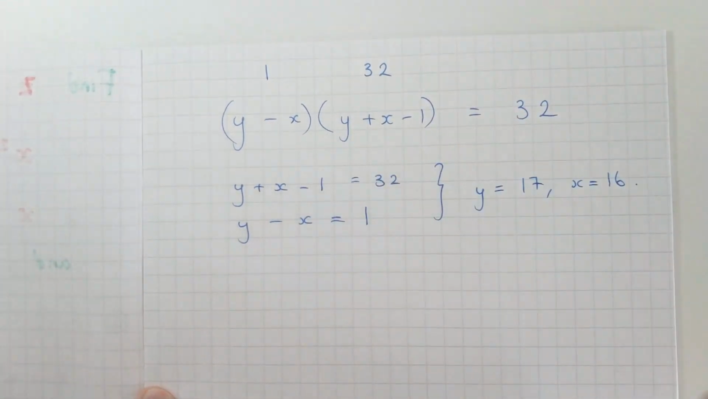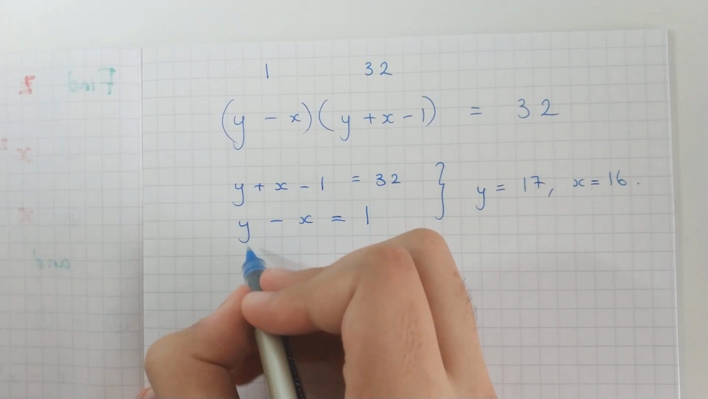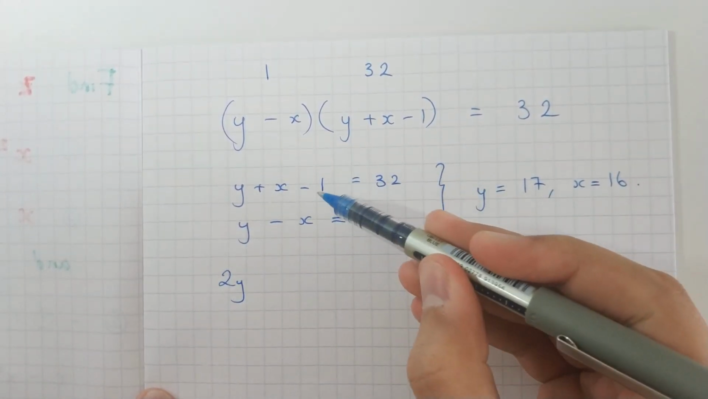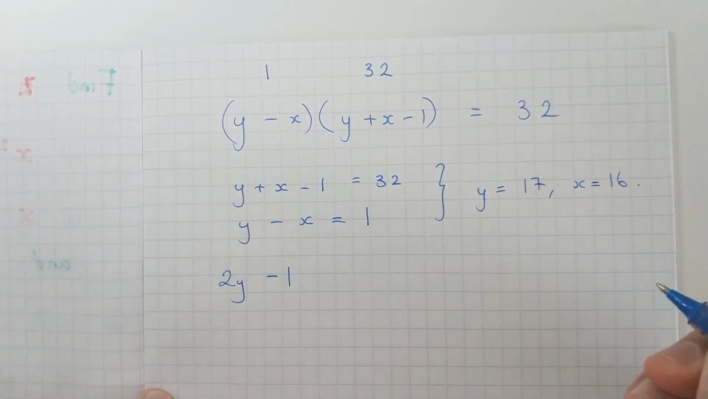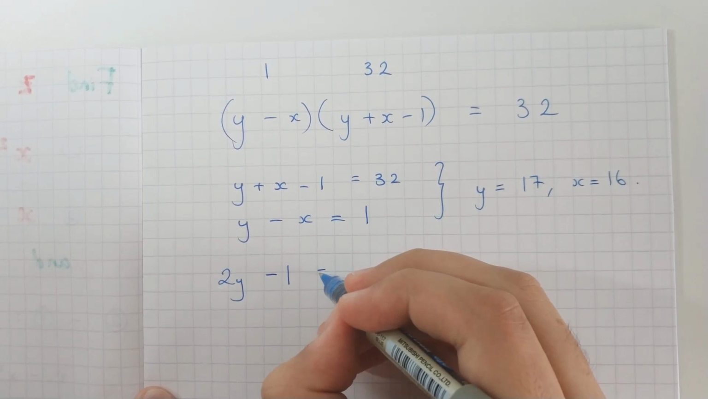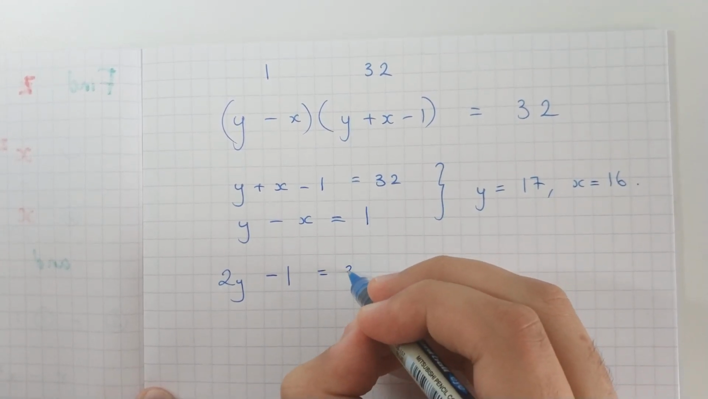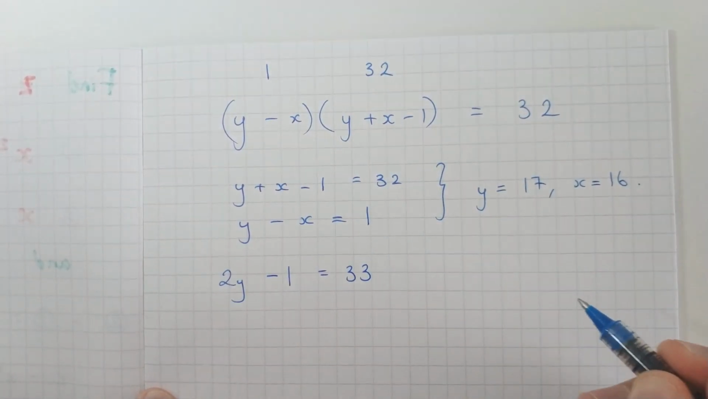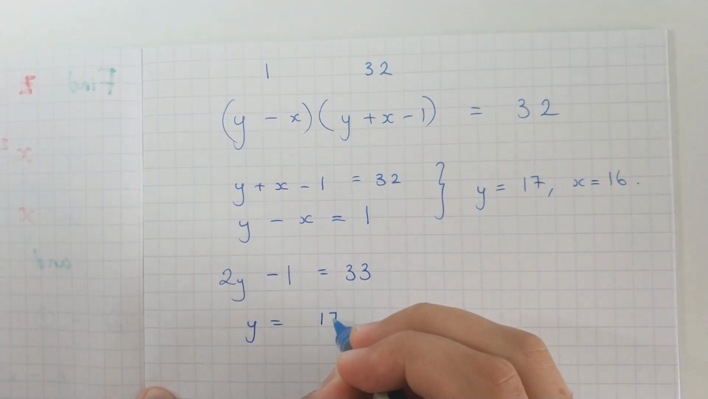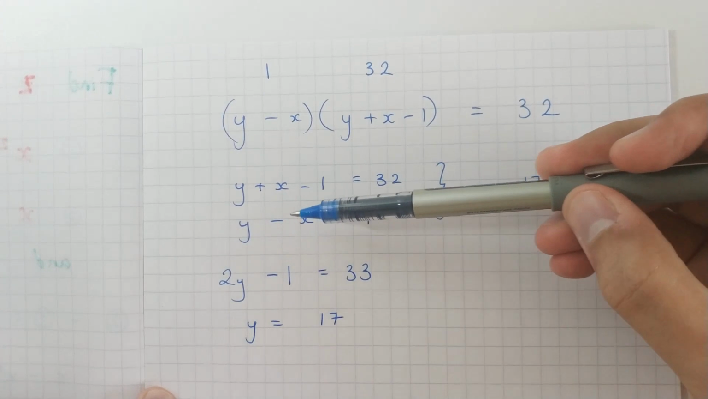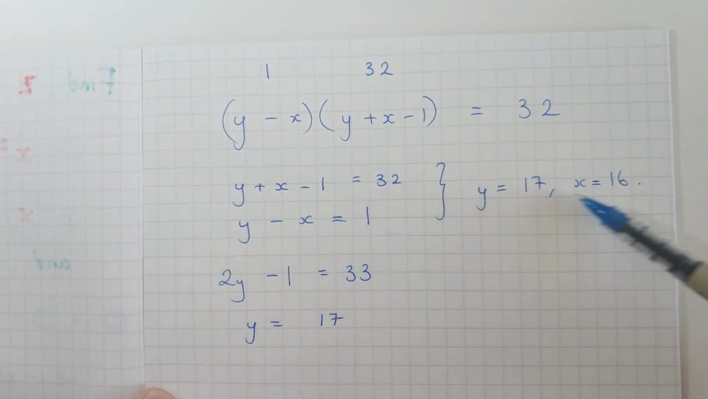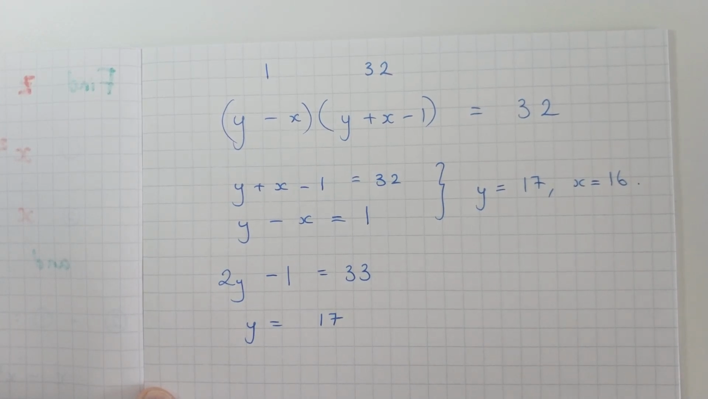If you just add up these two, you notice that you're going to get 2y. Y add y is 2y. X minus x is nothing. Minus 1 is going to remain on the left hand side. 32 add 1 equals 33. And of course, add the 1, divide by 2, you get that y must be 17. And if y is 17, then 17 take away 16 must give me a 1. Hence, this would be the values of x and y.